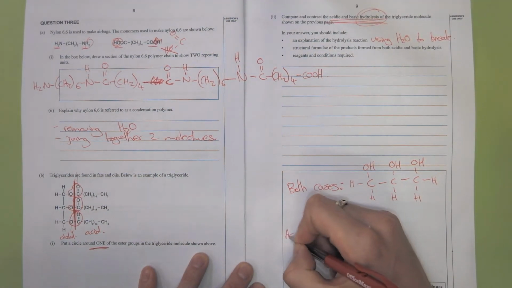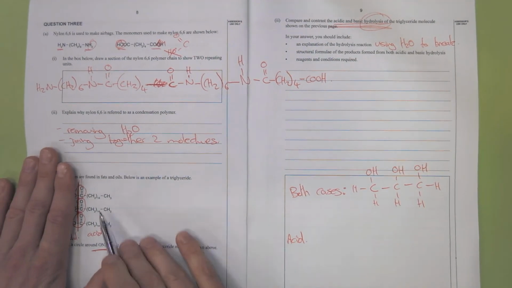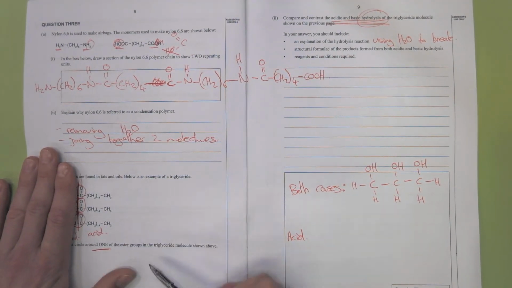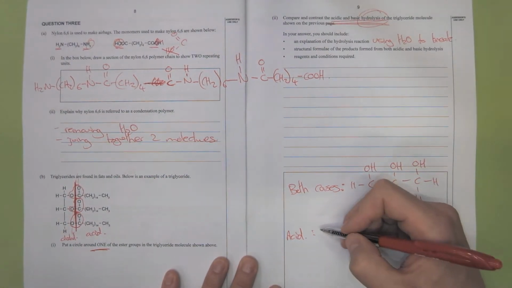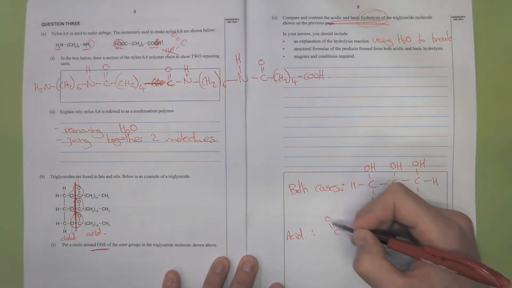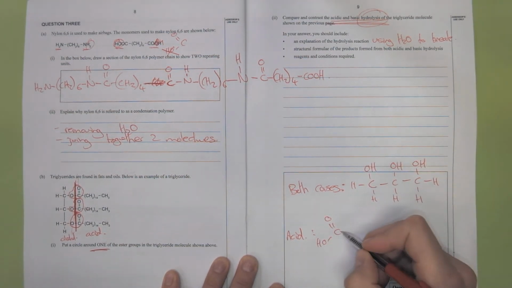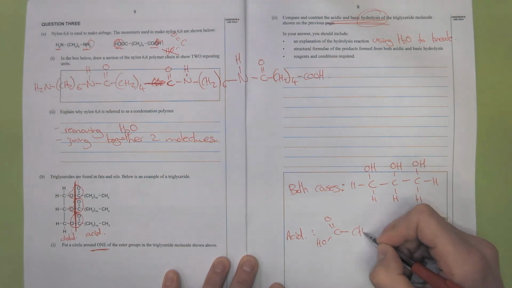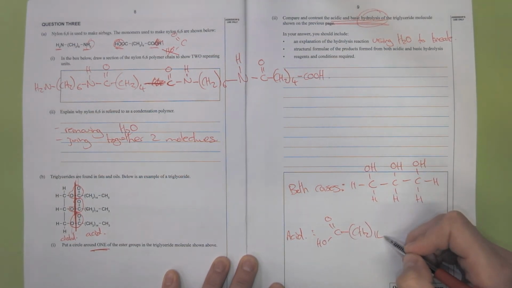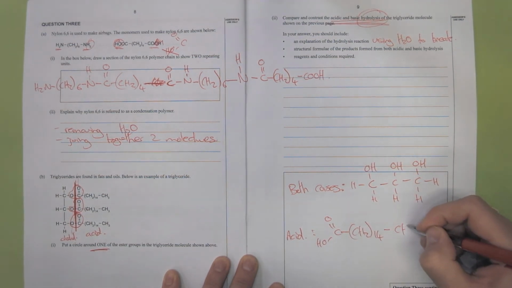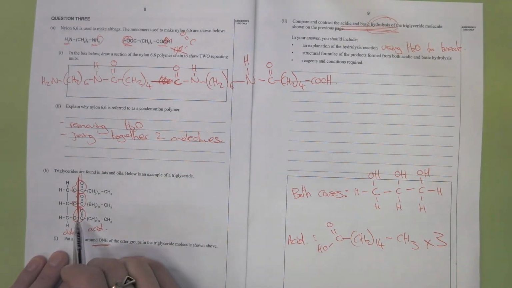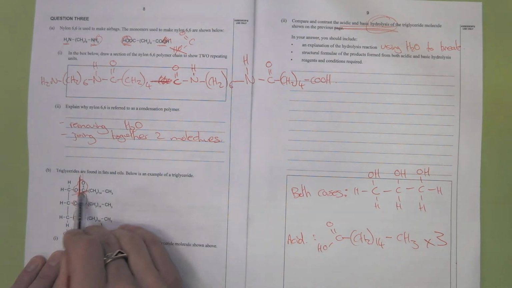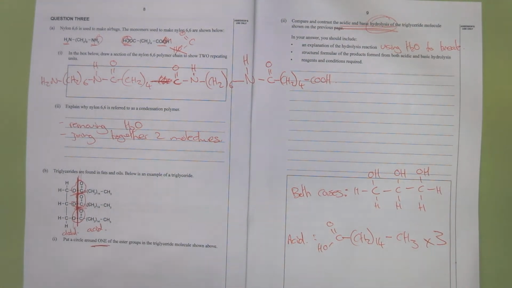In acidic solution, now we're looking at what happens on this half of the molecule. We're going to get carboxylic acid. We're going to get 3 different carboxylic acids. So it's going to be carbon, double bond O, single bond OH, single bond, CH2, 14 of those, and then a CH3, times 3. Because you see, these molecules aren't joined together, whereas that glycerol molecule is.